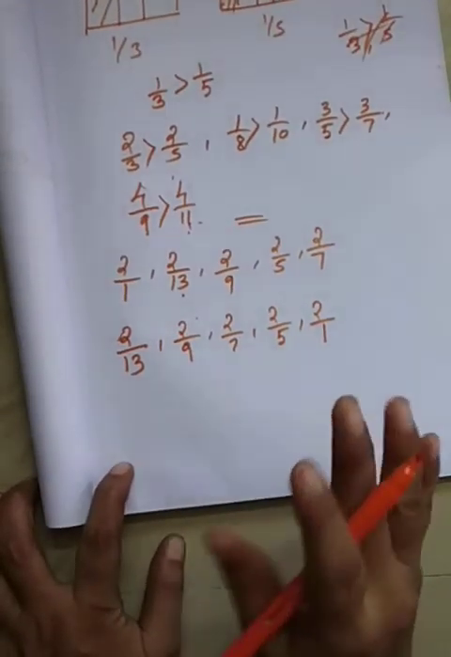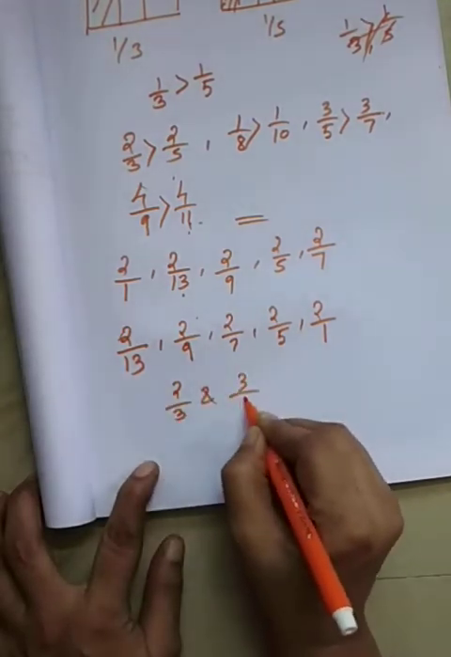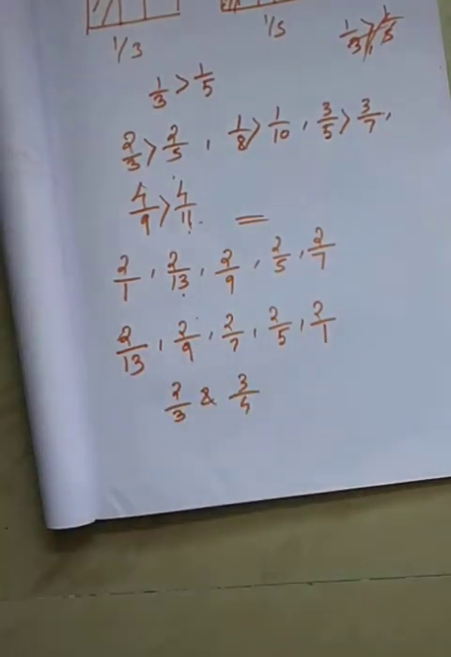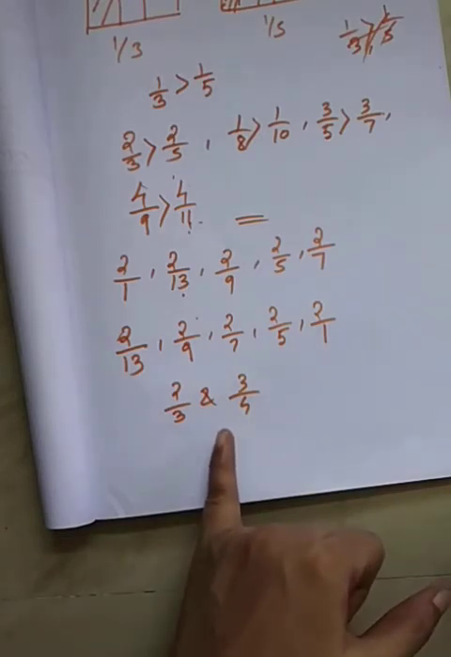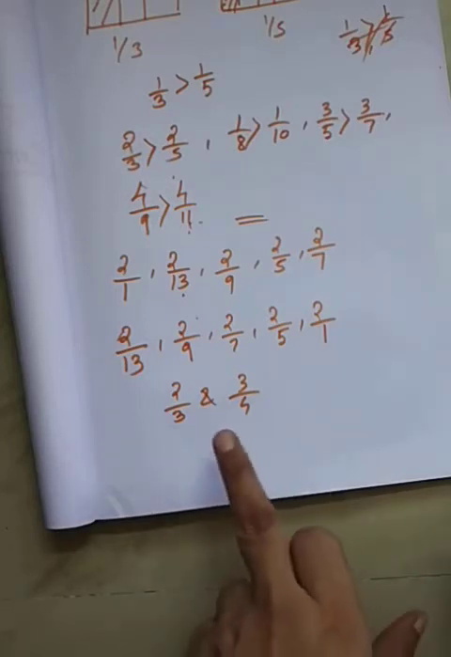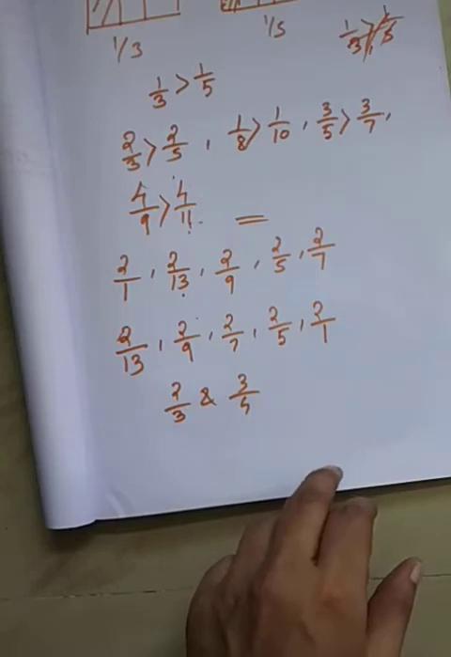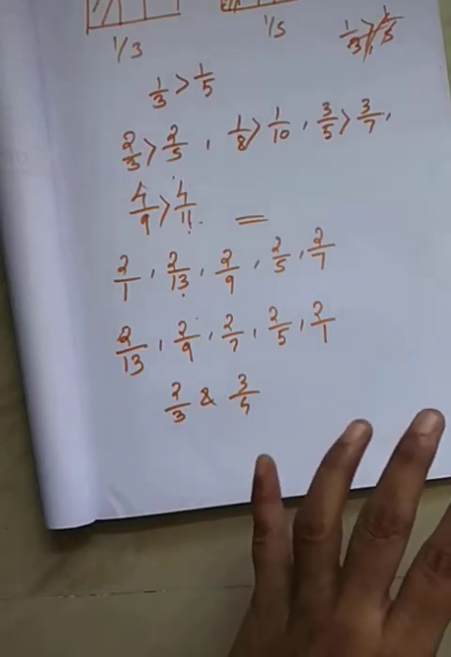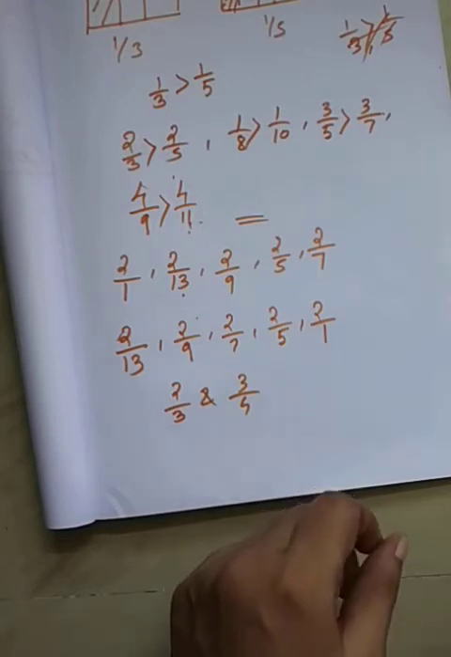Suppose we want to compare 2 by 3 and 3 by 4. This is unlike fraction. Okay, but the numerator is also different. So their numerators are different and so are their denominators. We know how to compare like fractions, that is fractions with the same denominator. Everybody knows. We should therefore try to change the denominator of the given fractions.